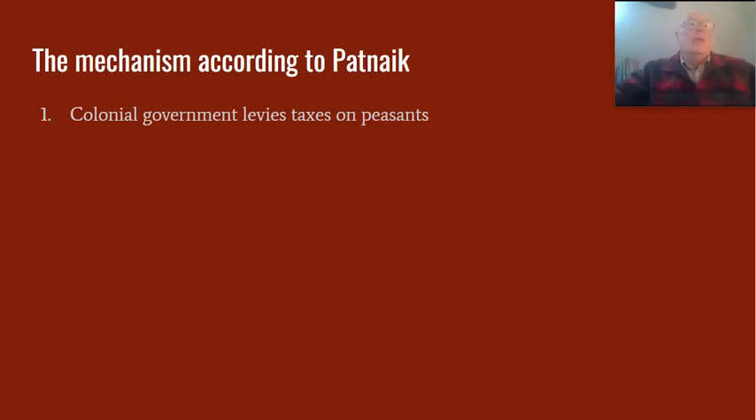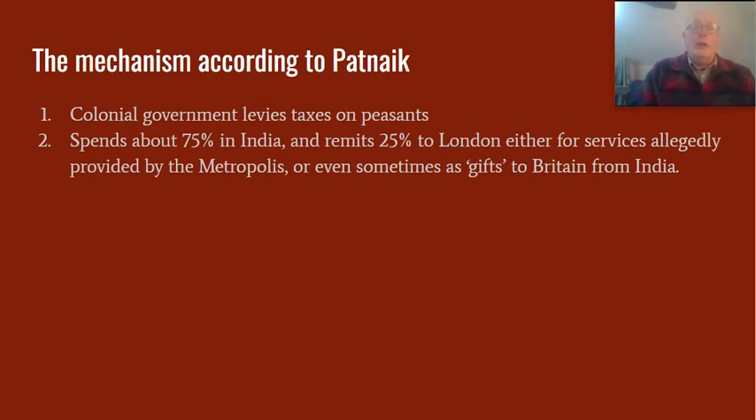Now, what's the mechanism she outlines? Well, the first step is that the colonial government levied taxes on the peasants. This colonial government might either be the imperial government, or at an earlier stage, the commercial company, the British East India Company, which had gained control of the tax system over large areas of India. The administration, whether it is the East India Company or the Crown, then spends about 75% of the taxes in India on administration, military forces that it needs to hold the country down, etc., and remits maybe 25-30% to London, nominally for services provided by the metropolis.